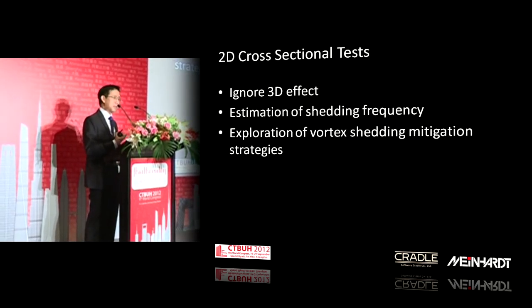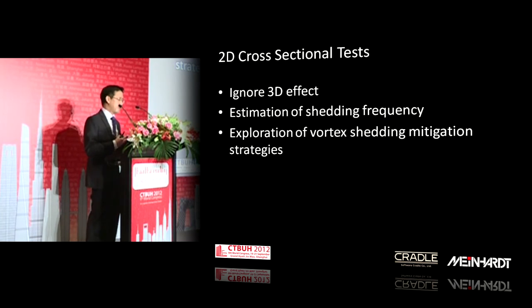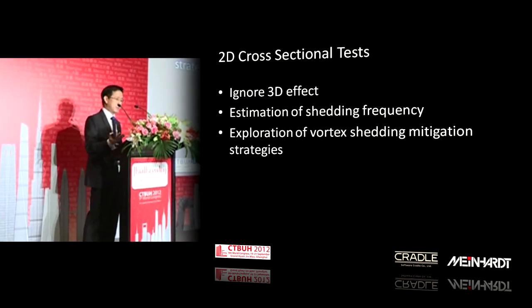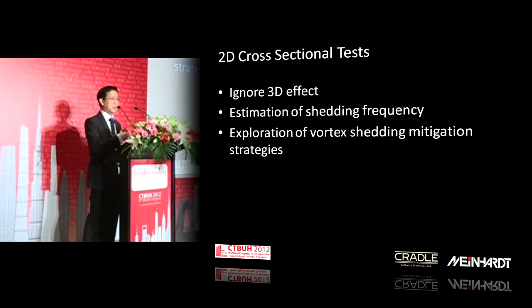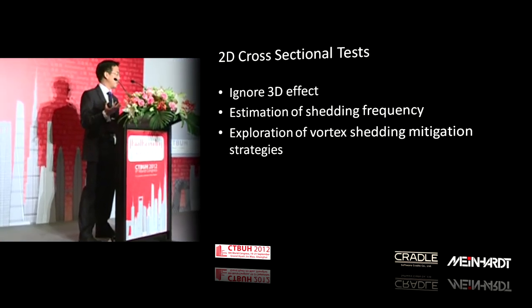That was kind of nice, but obviously it's a 2D model, so that ignores the 3D effects, right? When you have a high-rise building, the vortices aren't correlated all the way up and down the building. So that's one issue. The second one was we were able to reasonably predict the shedding frequency, so that's good to know beforehand, what we need to do structurally to move the building behavior away from those resonant frequencies. And we were also able to look at vortex shedding mitigation strategies. In this situation, we looked at venting, but of course, quantum modifications would have the same effect.